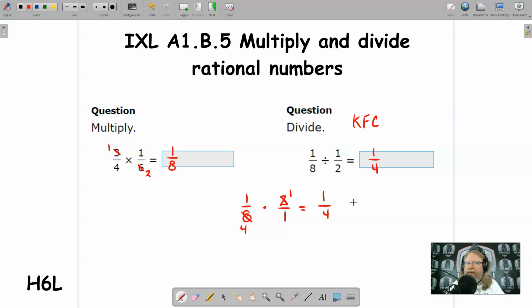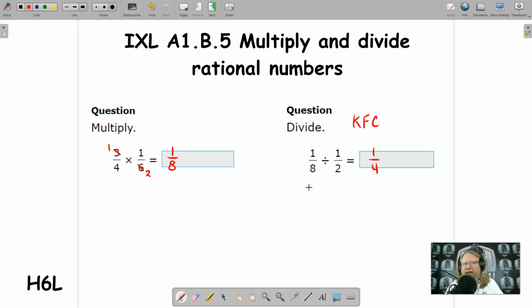Now let me ask you this. Do you know why keep, flip, change works? Well, check this out. I'm going to go ahead and erase this here. It has to do with inverses and the rule of any number over 1 is equal to itself. But this is pretty neat. And if you realize why it works, you'll know something that many math teachers don't even understand. They just know the shortcut, but they don't know why it works.